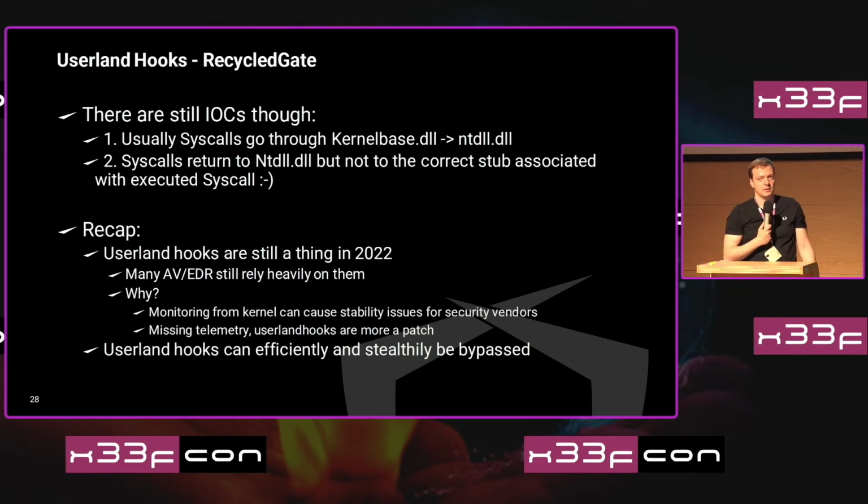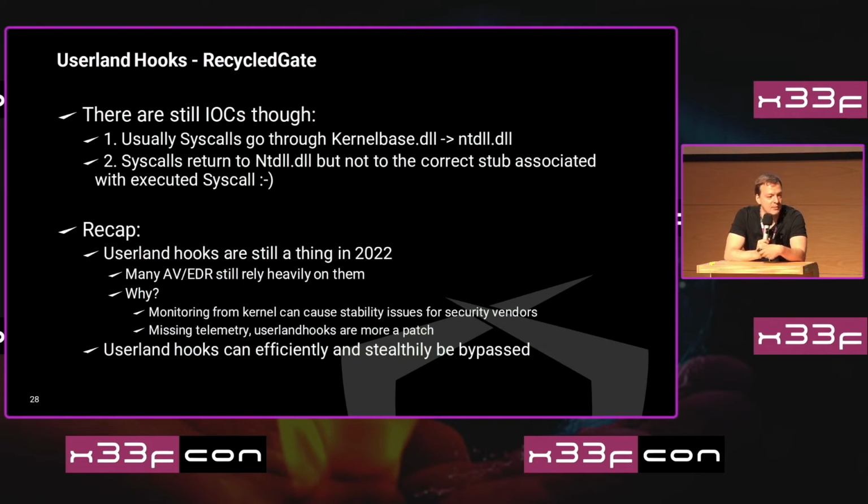The first reason is that monitoring from kernel only can cause stability issues, because if you mess up your kernel driver, then your client won't be protected, but has a blue screen. And the second problem was, this is not the case anymore, but it was missing telemetry, because there was no other way for an antivirus to understand if and how a certain API call was used. So it was used kind of a patch to get more telemetry.